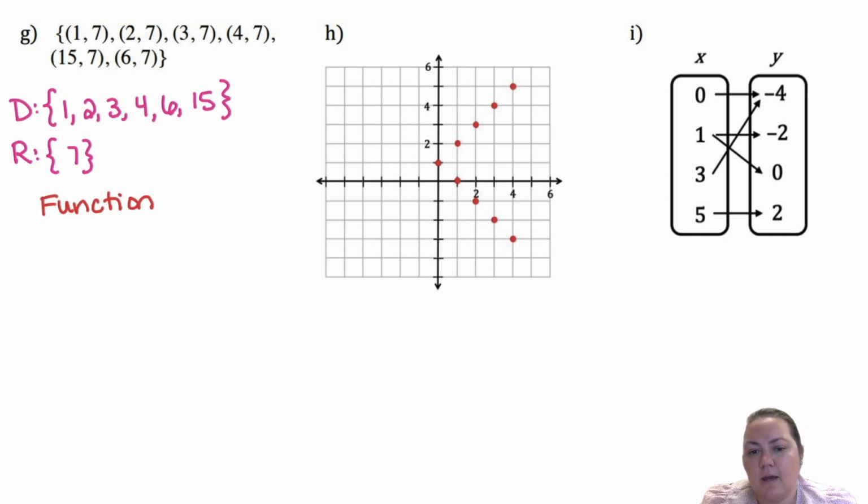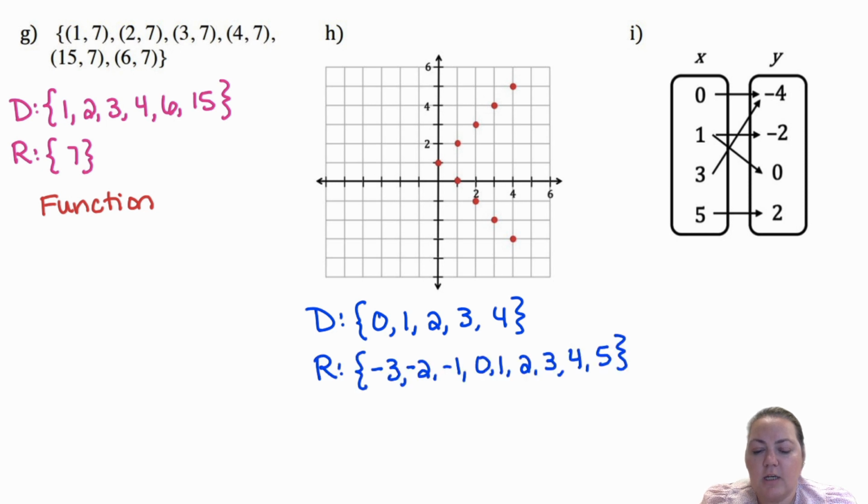All right, this next one, I have this sideways V pattern. My x's are 0, 1, 2, 3, and 4. My range is -3, -2, -1, 0, 1, 2, 3, 4, and 5. Because these are distinct points, you have to write your range as each distinct value. If we connected that all with a line, then we could say the range is between -3 and +5. But because it's individual points, you have to separate them each individual point. This is not a function because my x values are used more than once.